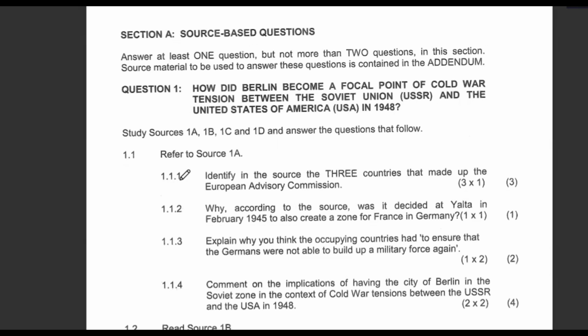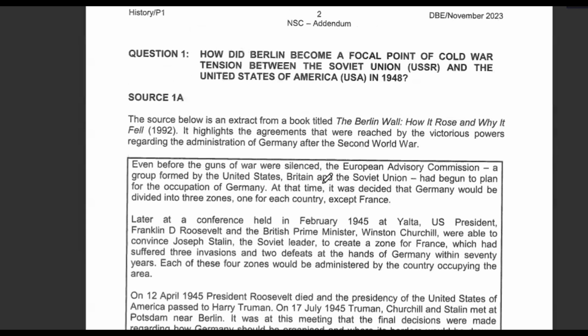So the first question, 1.1.1, it says refer to source 1A. Identify in the source. So our keyword then is in the source. Our answers are going to be extracted from the source. So let's underline the keyword which says in the source. So what are we looking for? We are actually looking for 3 countries that made up the European Advisory Commission. So if you refer back to the source, I'm going to quickly switch on to the source. In the first paragraph, you come across 3 countries which belonged to the European Advisory Commission.